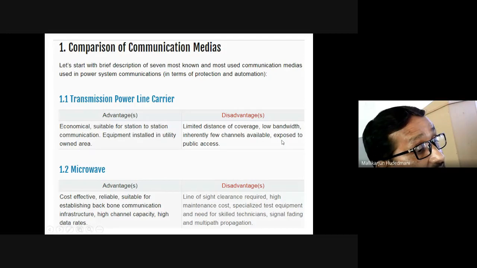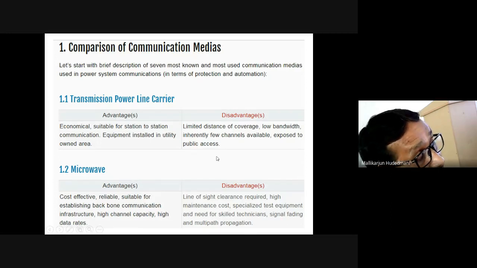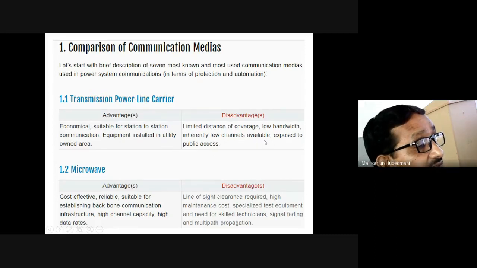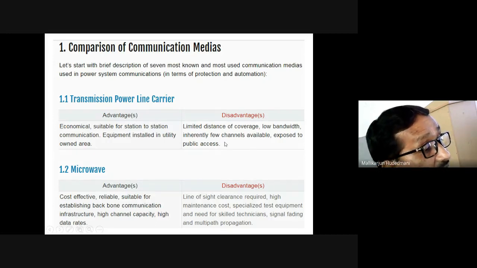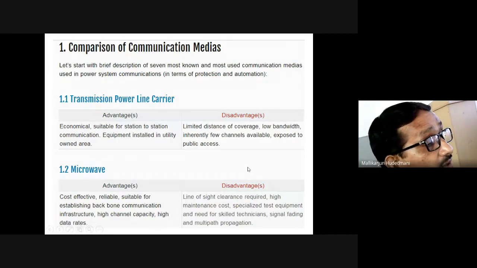This is exposed to public access. This is a challenge. The disadvantage is that the information you are exchanging is going through a public line, the transmission line. There could be a possibility of hackers extracting it. So exposure to public access is the nature of it. That is a disadvantage. It is a challenge to get the information, but it is technically possible to get it out of that link. That is the limitation and scope of power line carrier communication.